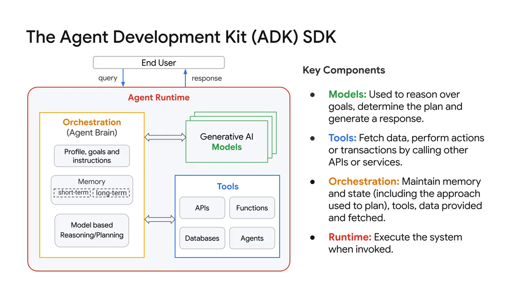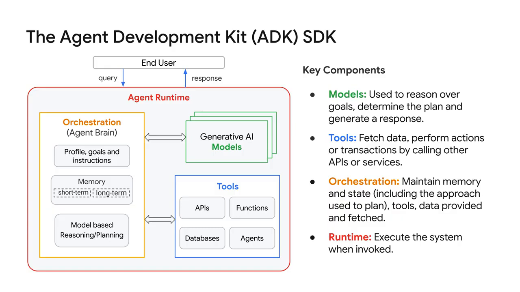An agent can execute the steps of a certain workflow to accomplish a goal, and can access any required external systems and tools to do so. There are four main components for an agent. The models are used to reason over goals, determine the plan, and generate a response. An agent can use multiple models. Tools are used to fetch data, perform actions or transactions by calling other APIs or services.